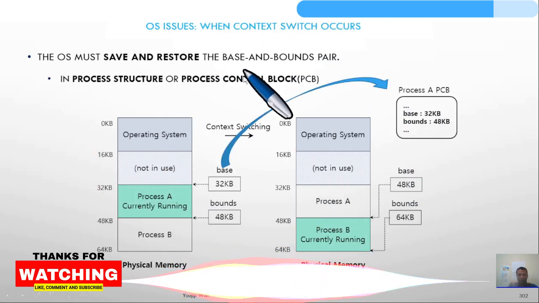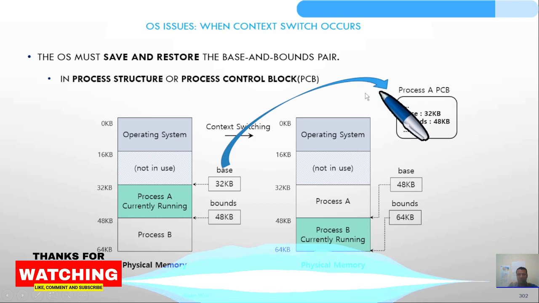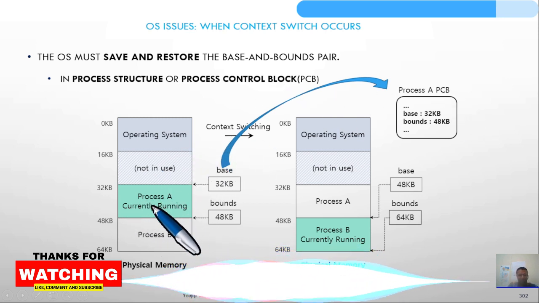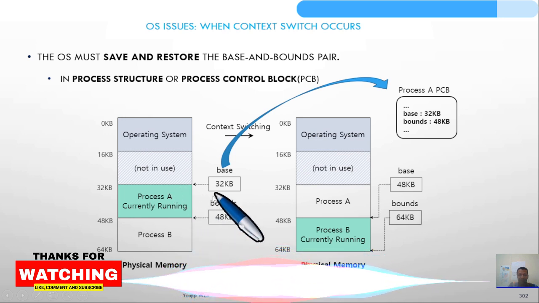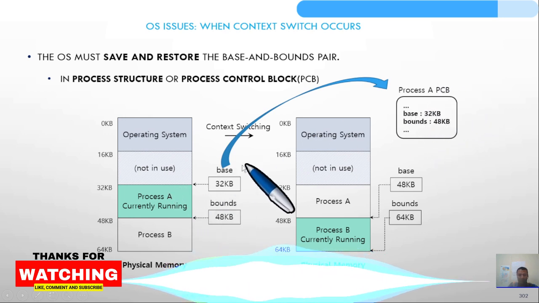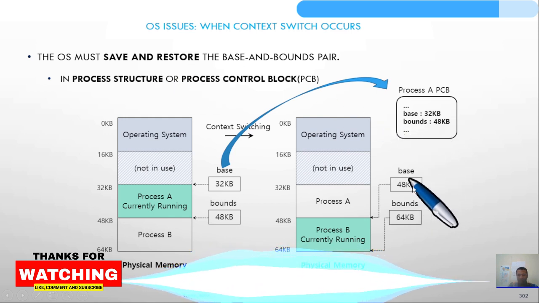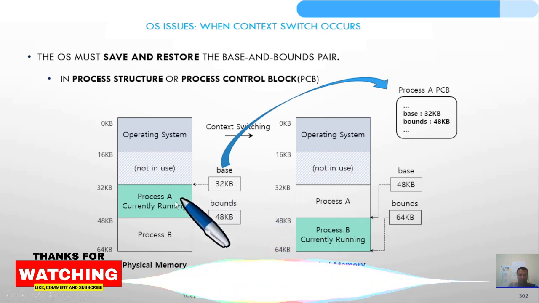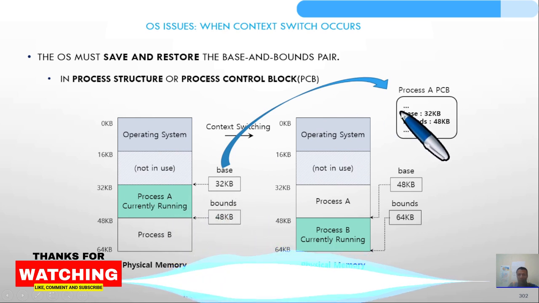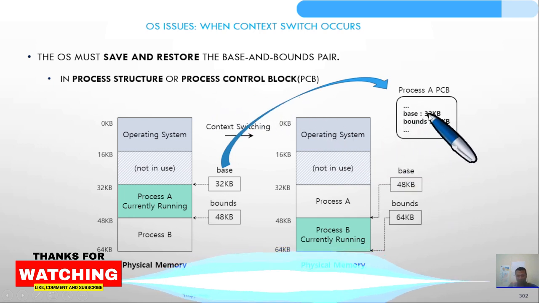Then when the context switch occurs, the operating system must save and restore the base and bound pair in the process structure, or process control block, PCB. Here, process A is currently running and process B is going to run. The base and bound registers, as you can see in the process control block, with base 32 kilobyte and bound 48 kilobyte, will be saved. Then process B will continue from 48 kilobyte to 64 kilobyte. So all the data for process A is saved in the PCB, the process control block, and the base and bound values will be saved.